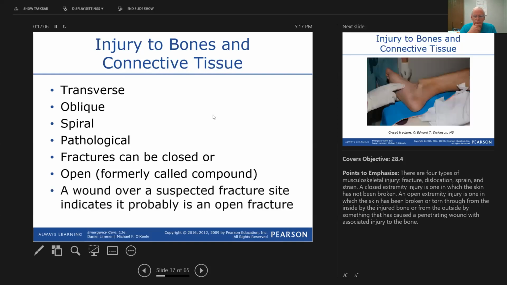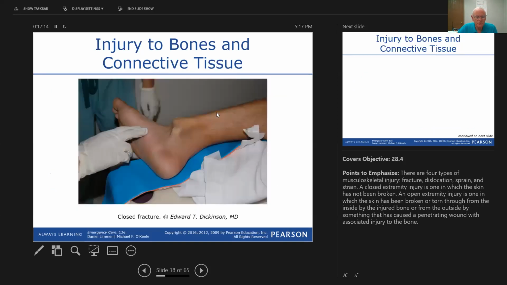And again, if there's a wound over that suspected fracture site, then it probably was an open fracture and the bone receded back inside. Here's an example of a closed fracture just above the ankle. And that's in your book. There's a lot of good pictures in your book, by the way. They're not all in this presentation.